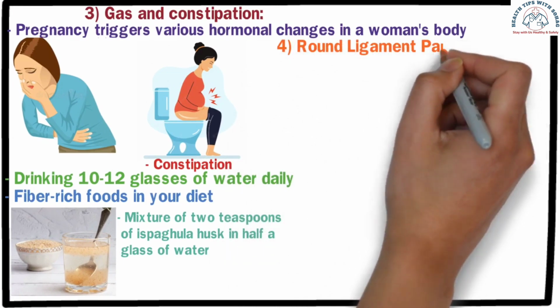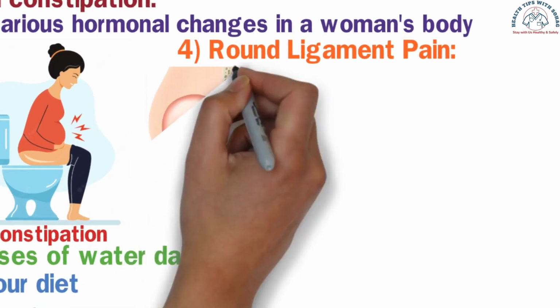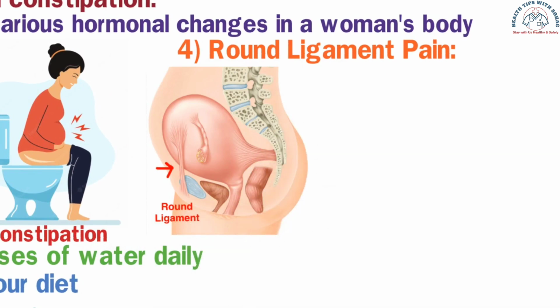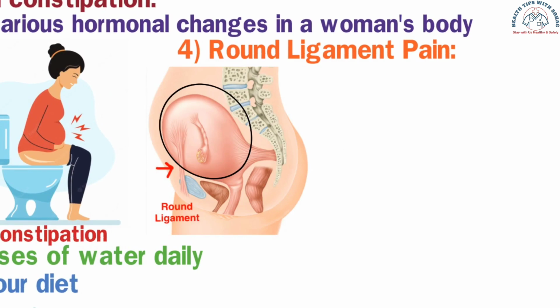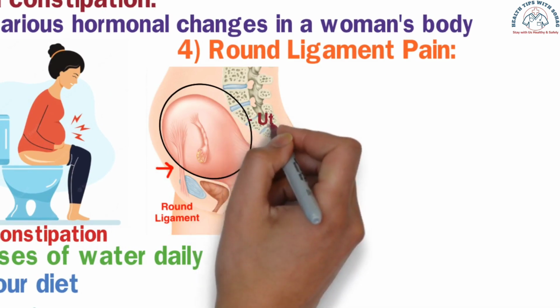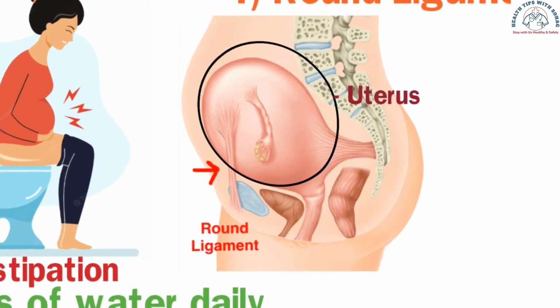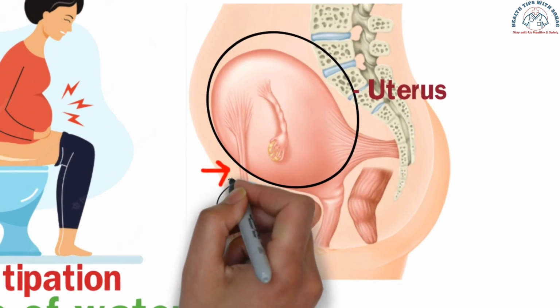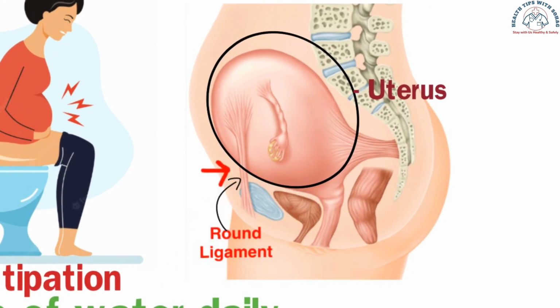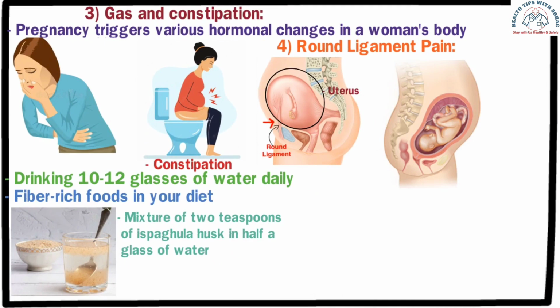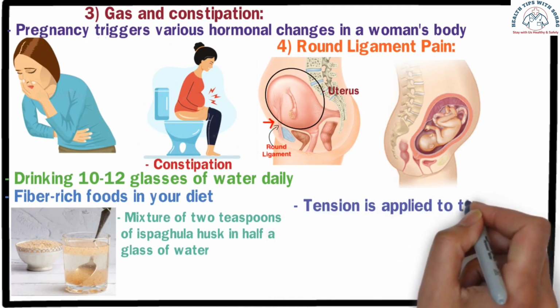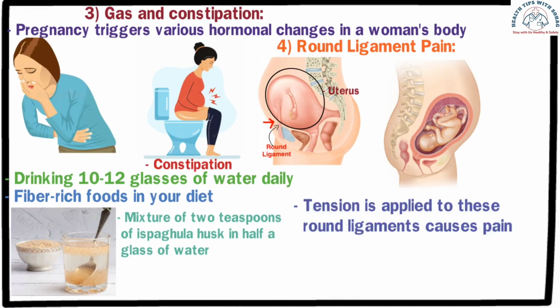Number 4. Round ligament pain. Look at the picture. The part resembling a balloon in the picture is the uterus. Within the uterus, the baby grows during pregnancy. To support the uterus, there are 2 ligaments on either side of the uterus called round ligaments. When the uterus expands during pregnancy, tension is applied to these round ligaments, causing the pregnant mother to feel abdominal pain.